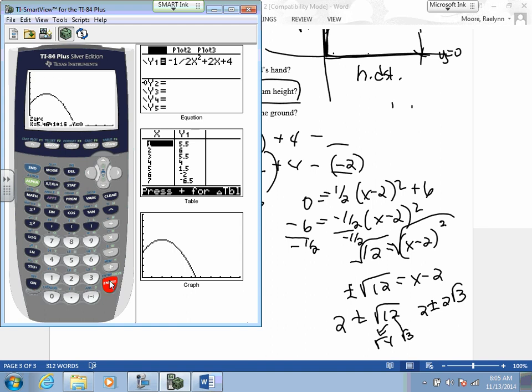Now if you take our 2 plus 2 radical 3, it comes out to 5.464. Your calculator is not going to return a radical, of course, but you can get your radical when you do it algebraically. So does this make sense? Yeah?